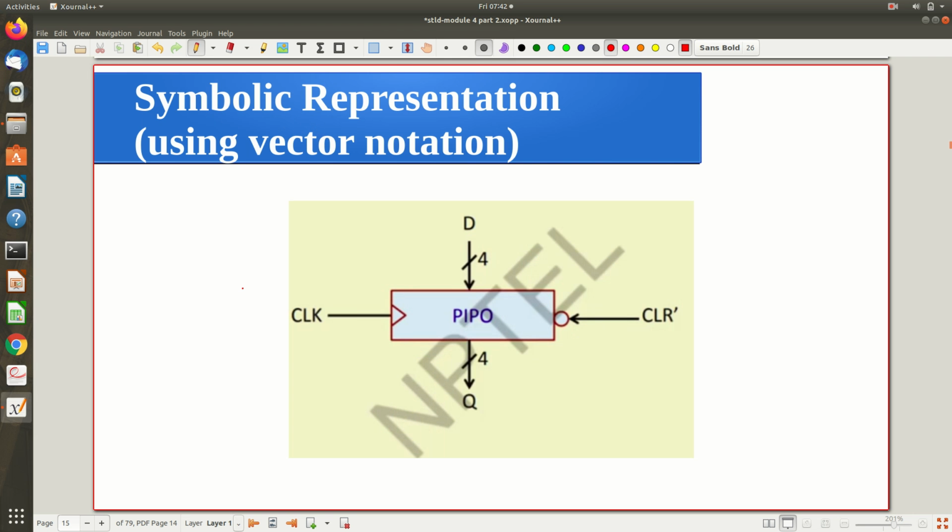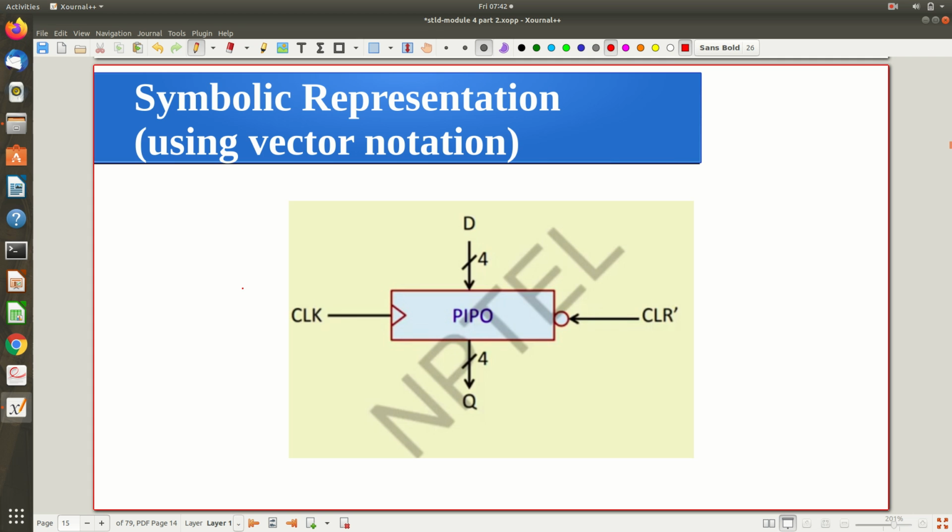Now let's see the symbolic representation of the entire thing. Again, I mostly refer to this NPTEL video. Some of the diagrams and points which I found comfortable, I have taken as screenshots. So I am acknowledging them for that. So anyway, the symbolic representation, say using vector notation, you can denote like that.